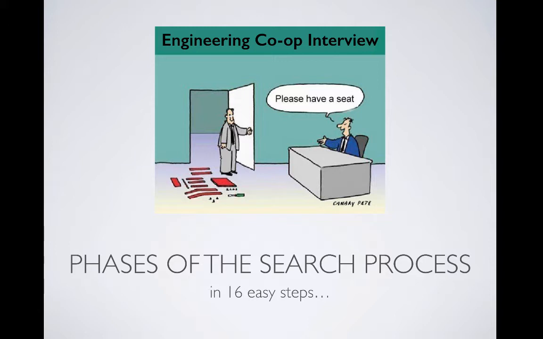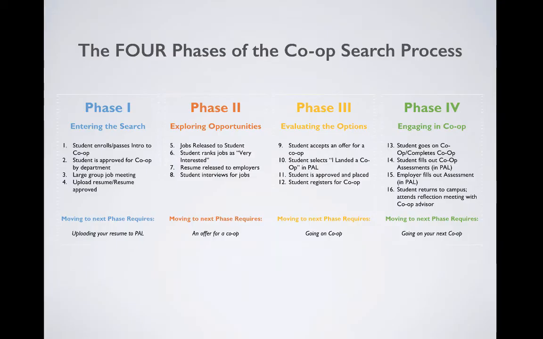Students often find that the overall search process for a co-op is quite complex, but I am going to try and break it down for you into some easy phases to understand, in 16 easy steps. I know that 16 sounds like a lot, but it really is pretty easy to understand once you break it down into these 4 phases.